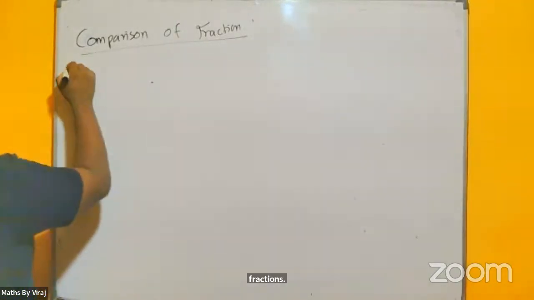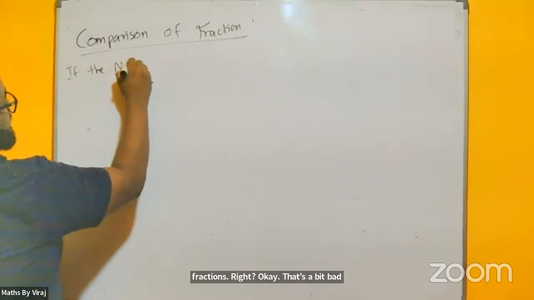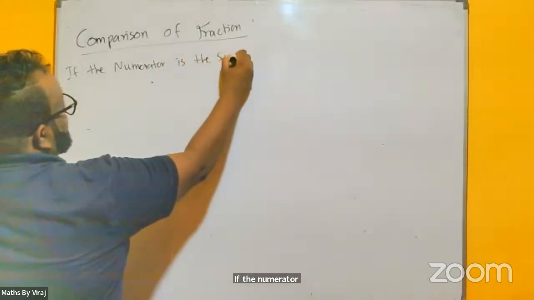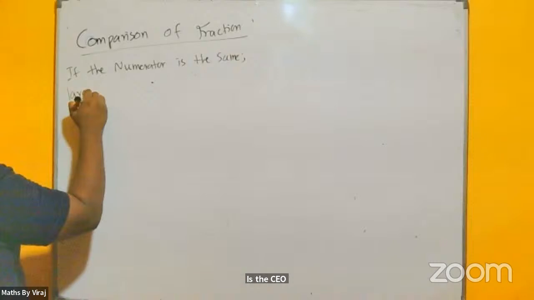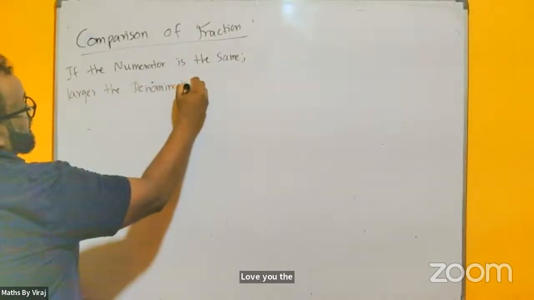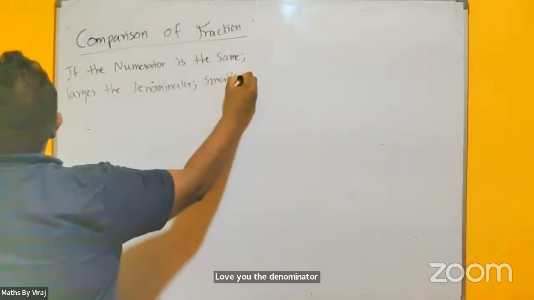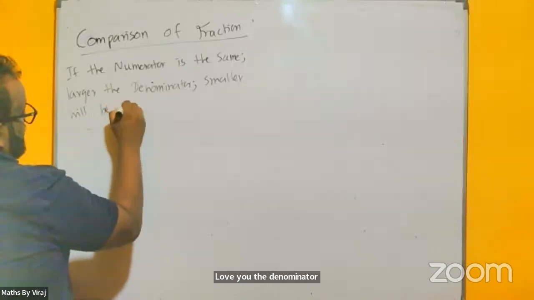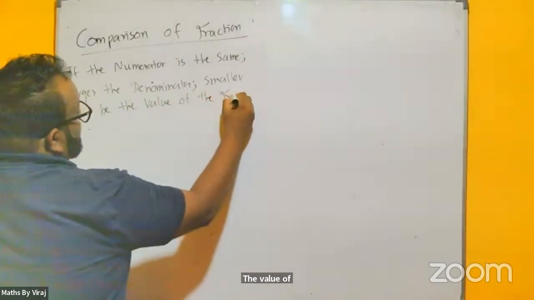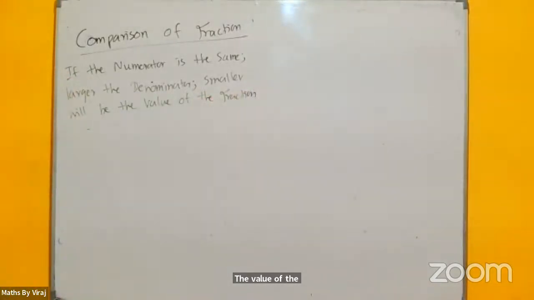First method. If the numerator is the same, larger the denominator, smaller will be the value of the fraction.